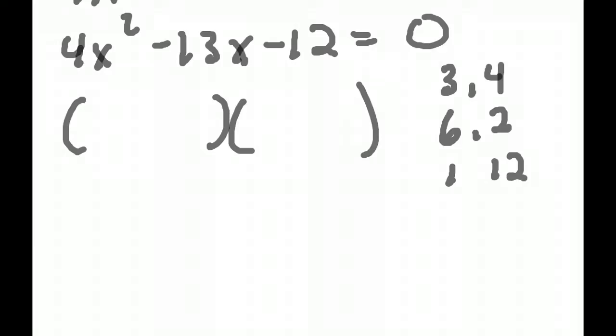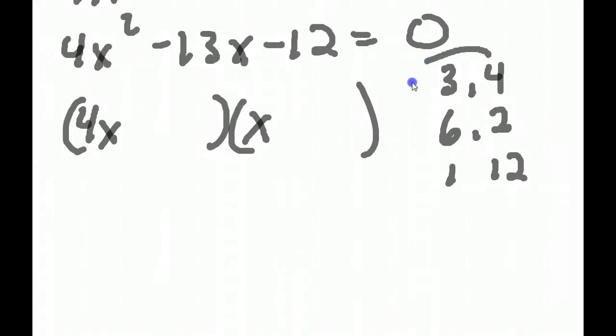So get the two sets of parentheses. If you want 4x times x, then the 4x goes in the first spot of your first set of parentheses, and your x goes in the first spot of the second. Now looking at the factors of 12, is there something you can do so that you can break this up and get a middle term of negative 13?